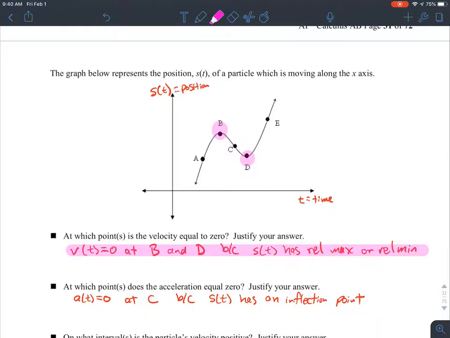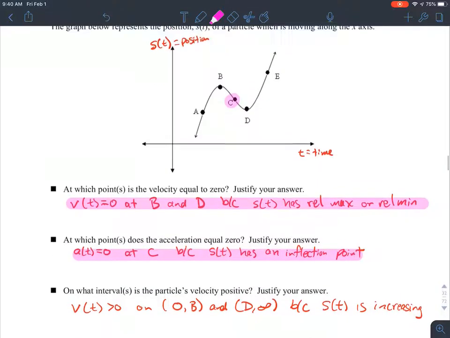At what point is the acceleration equal to 0? Well, that's going to happen at an inflection point. A of t equals 0 at point C because s of t has an inflection point. On what intervals is the particle's velocity positive? So in other words, when do the tangent lines have a positive slope?